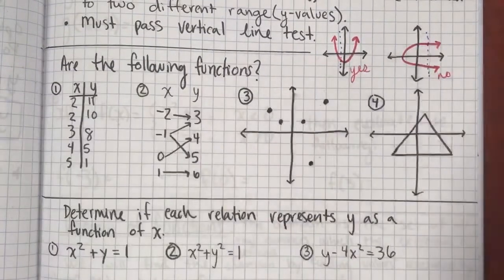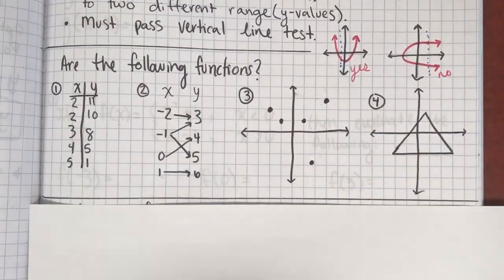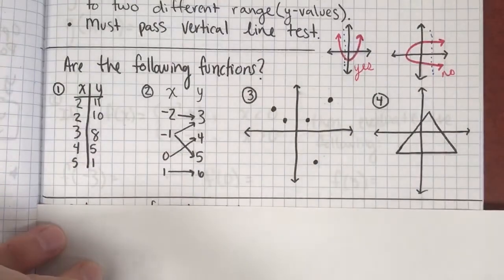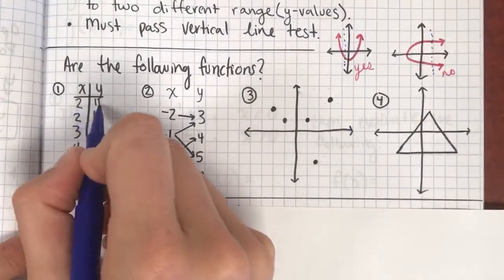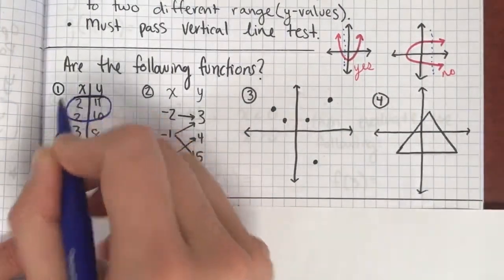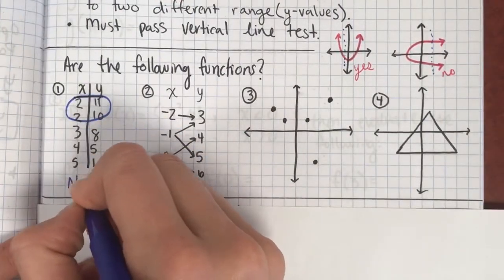All right, so this first one, I've just got a table of values, and I see that 2 goes to 11 and 2 also goes to 10. So because of this part right here, this is not a function.